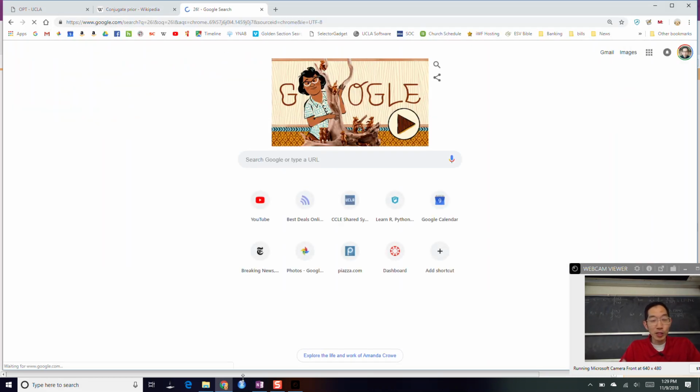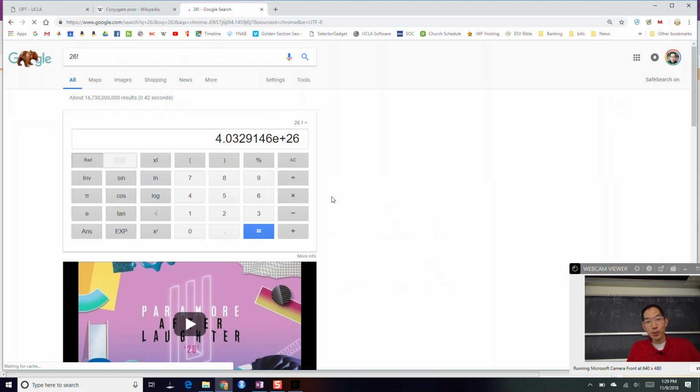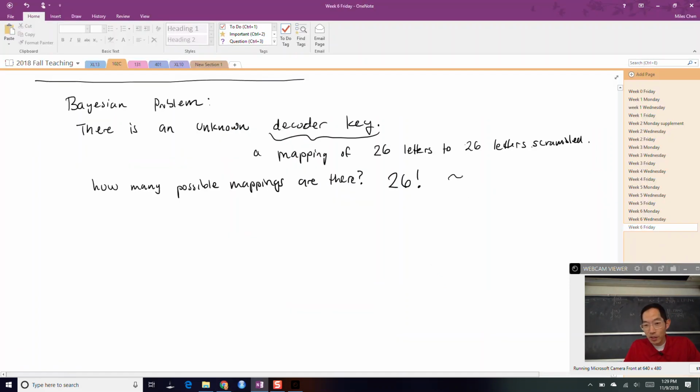It's a big number. 4 times 10 to the 26. That's a coincidence. Okay, so this is about 4.03 times 10 to the 26 possible mappings. All right, so it's too much work to try to brute force this, okay? There's too many for just a brute force.